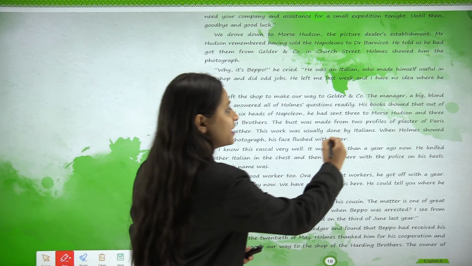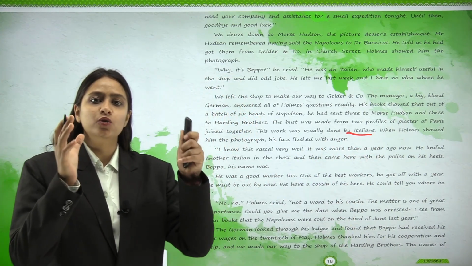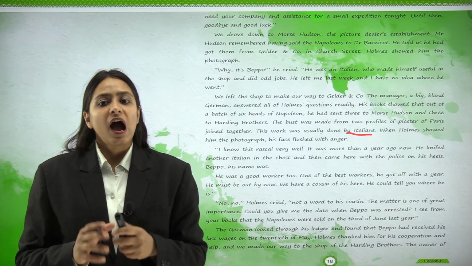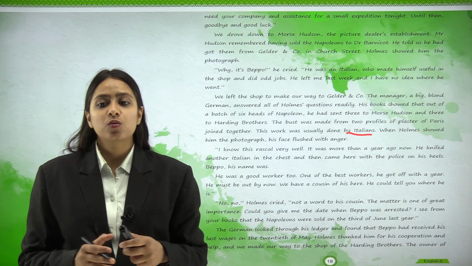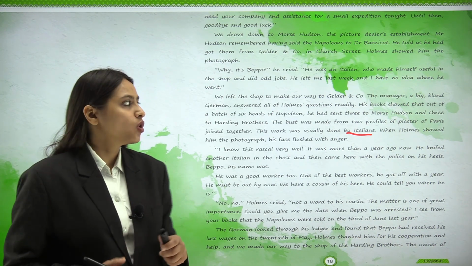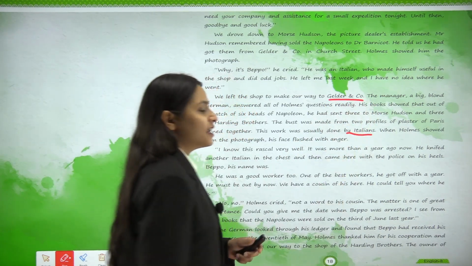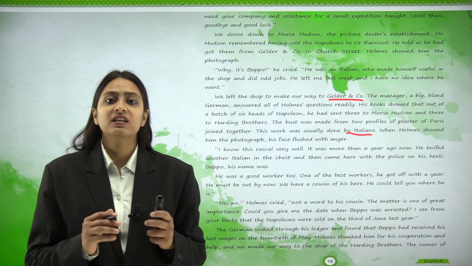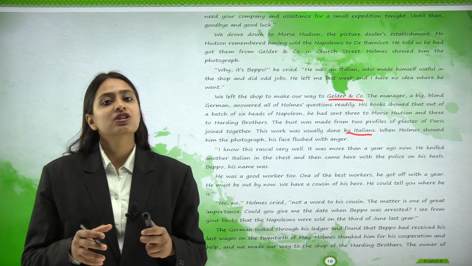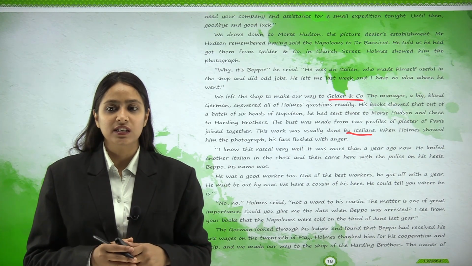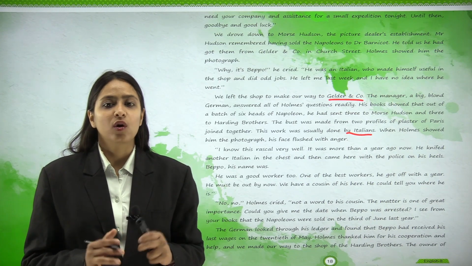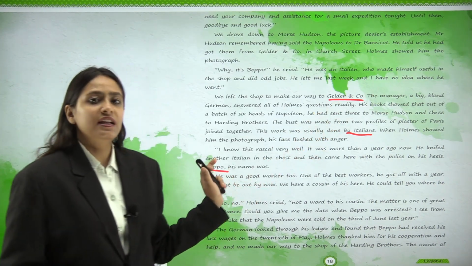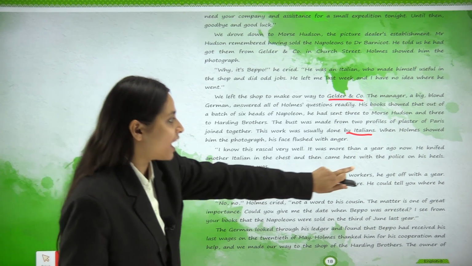So these were the works done by Italians, where they actually joined the 2 plasters. "I know this rascal very well. It was more than a year ago now." So Mr. Gelder is telling that he knows this man. "He used to work with us a year ago. He knifed another Italian in the chest and then came here with the police on his heels. Beppo, his name was." So now Mr. Gelder is saying that his name was Beppo and he actually knifed another.